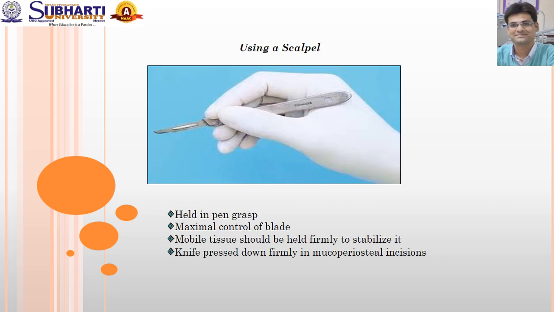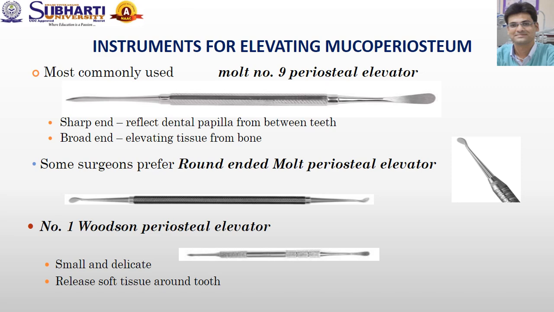With the help of this grasp, while giving an incision, maximum control of the blade can be achieved. For giving an incision over mobile tissue, it should be held firmly with the help of tension so that the mobile tissue is stabilized while giving the incision, otherwise it may displace the tissue. For giving an incision over the mucoperiosteum, the knife should press down firmly through the mucosa and the periosteum with the same stroke. After that, we require an elevator to reflect the mucoperiosteum from the bone.